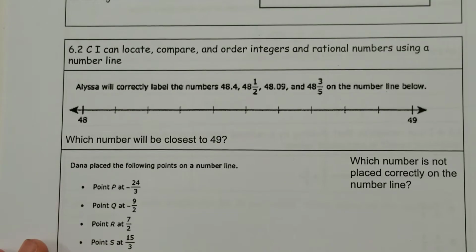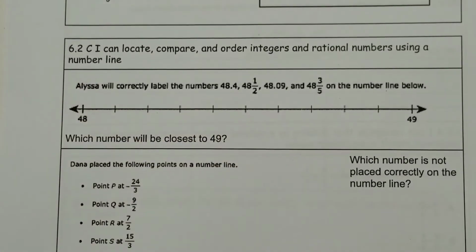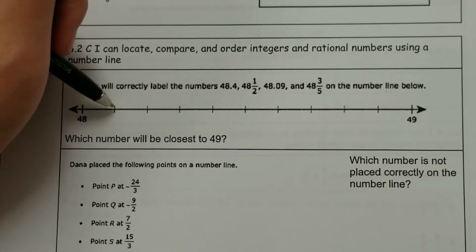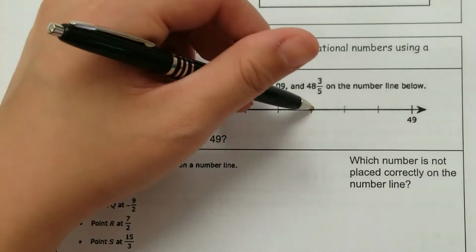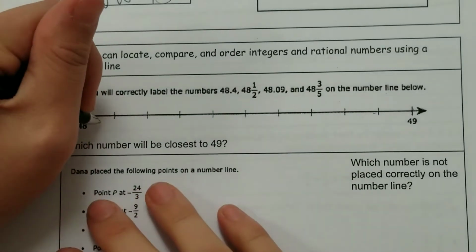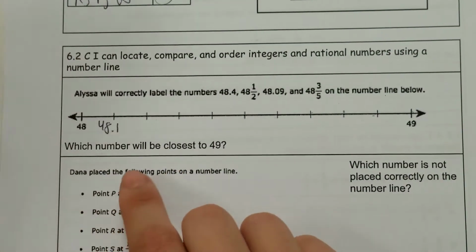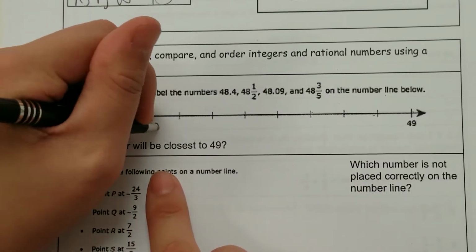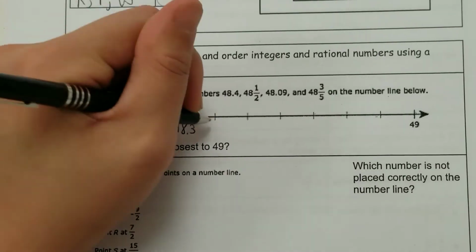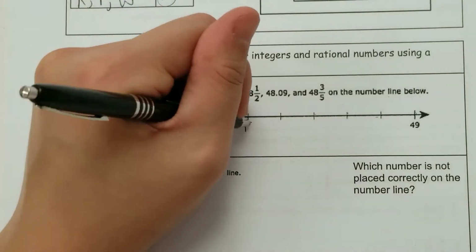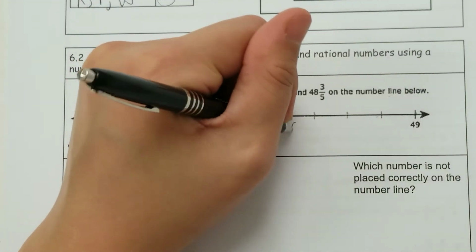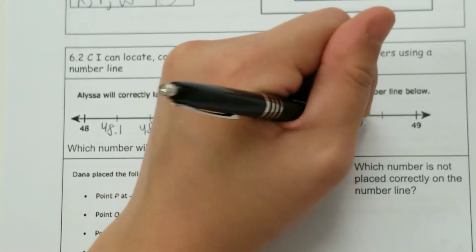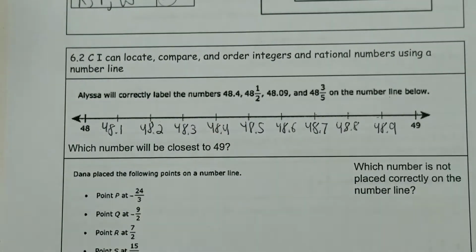Okay, so this is about locating stuff on a number line. This is also pretty straightforward, especially because they're all positive. We shouldn't have too much trouble. We know that it's split into 1, 2, 3, 4, 5, 6, 7, 8, 9, 10 pieces. And so I know that we can just split this up in tenths. We have 48 and 1/10, 48 and 2/10, 48 and 3/10, 48 and 4/10, 48 and 5/10, 48 and 6/10, 48 and 7/10, 48 and 8/10, and 48 and 9/10.